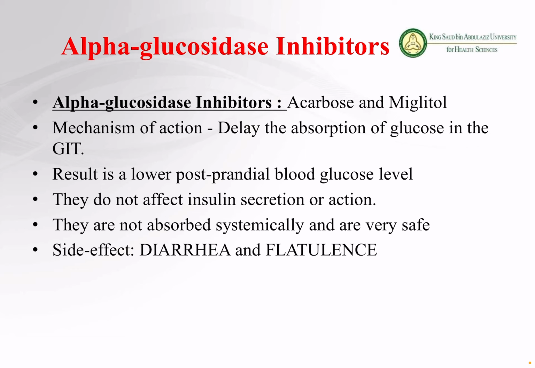These alpha glucosidase inhibitors don't have a systemic effect. Their main function is only to delay the absorption of glucose. That's why the chances of adverse effects are very low. We only have diarrhea and flatulence, because they are not absorbed systemically. So what is their mechanism?